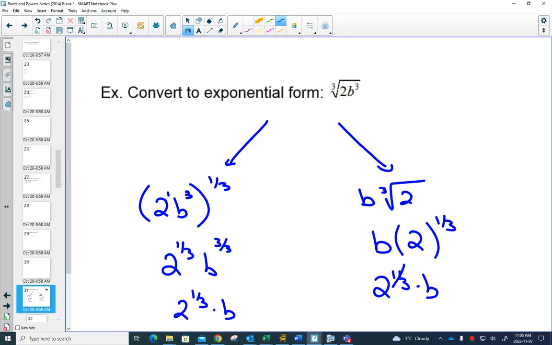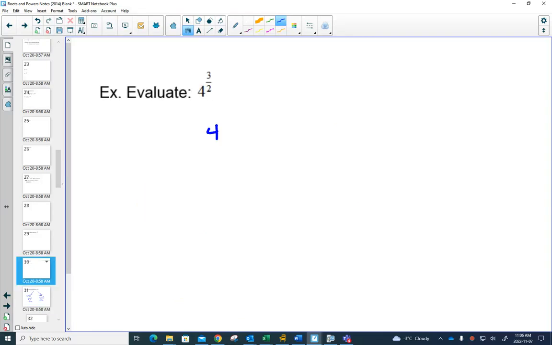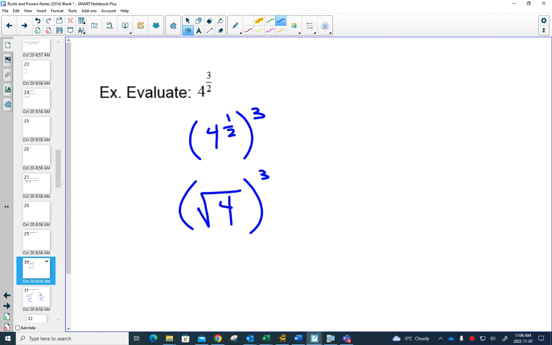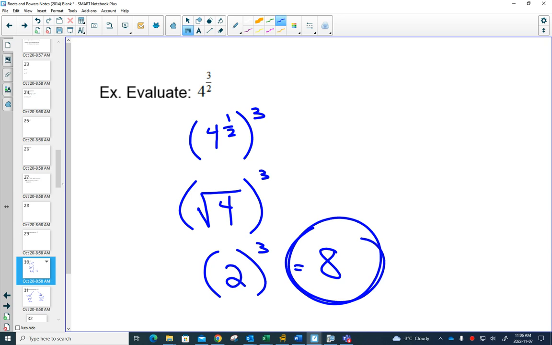4 to the 3/2. We had done that one earlier, but we can do it again. You can think of it like this by breaking it up. And 4 to the 1/2 is the same as a square root. That's pretty easy. Square root of 4 is 2. And then 2 cubed is 8.